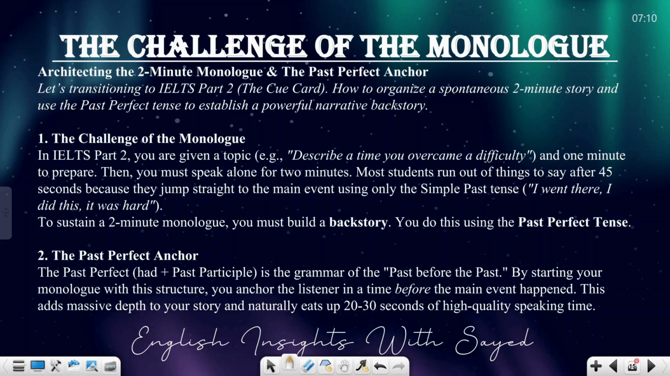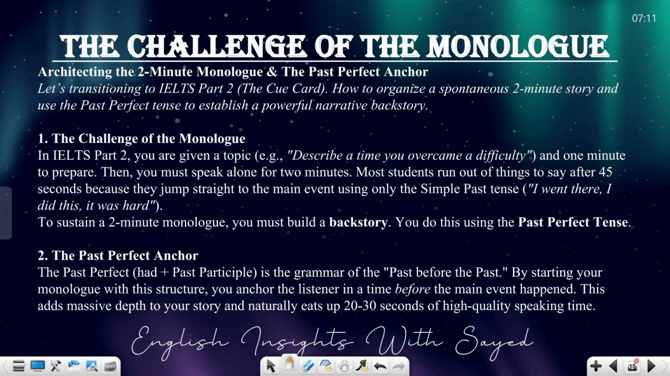Most students run out of things to say after 45 seconds because they jump straight to the main event using only the simple past tense. Like, I went there, I did this, it was hard, like this way. To sustain a 2-minute monologue, you must build a backstory. You do this using the past perfect tense. You can do it. You know this structure. Okay, so if you just answer the question, you will be in a trap. But if you could make a backstory, then you could find it very convenient.